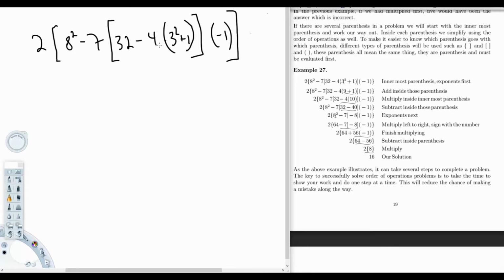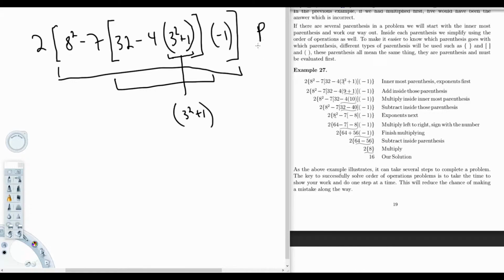All right. Let's look at these parentheses. So we have one parentheses here. We have one parentheses here. And we have this one right here. So that's what we're going to do first. Let's look at this line. What it says here is 3 to the second power plus 1. Now if we do parentheses, exponents, multiply and divide, add and subtract, let's take a look at this.